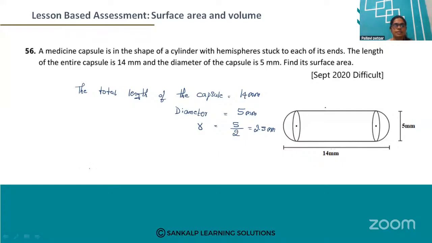So here the length of two hemisphere is combined. So this is equal to the diameter. Okay. So here this is 5 millimeter. So the height of the cylindrical part is the total length minus the length of the two hemisphere.